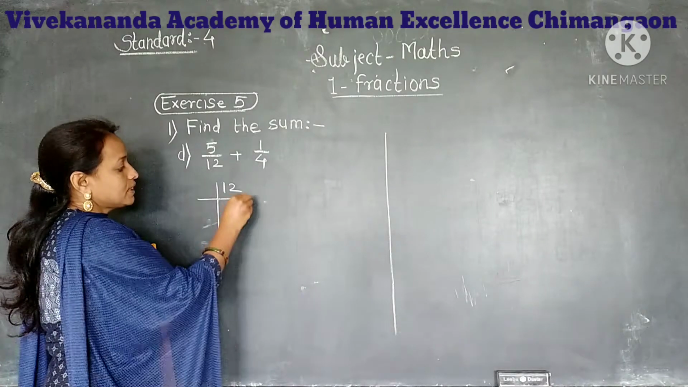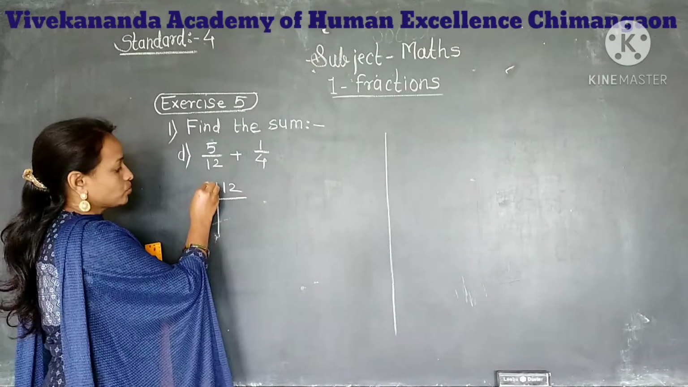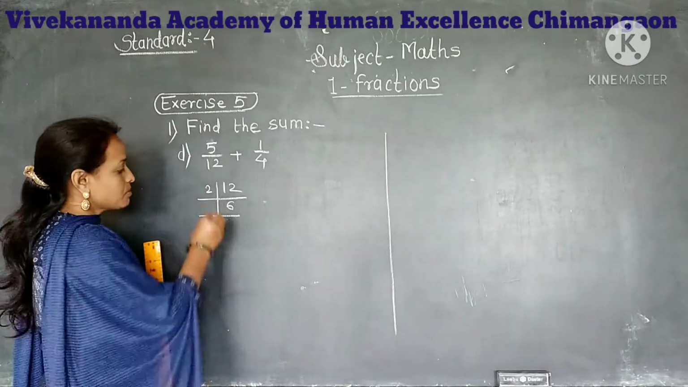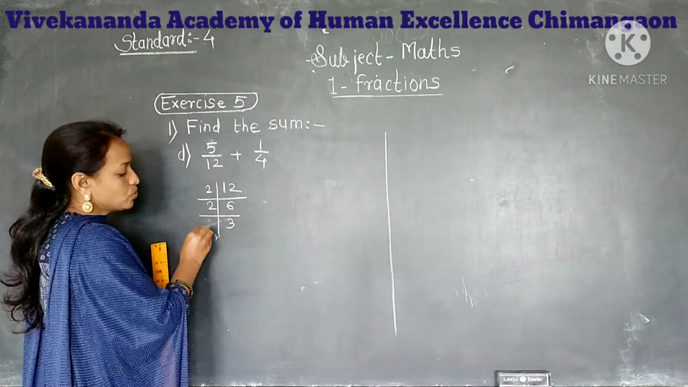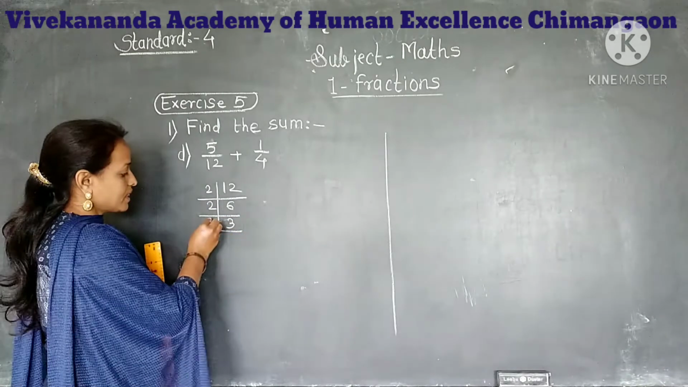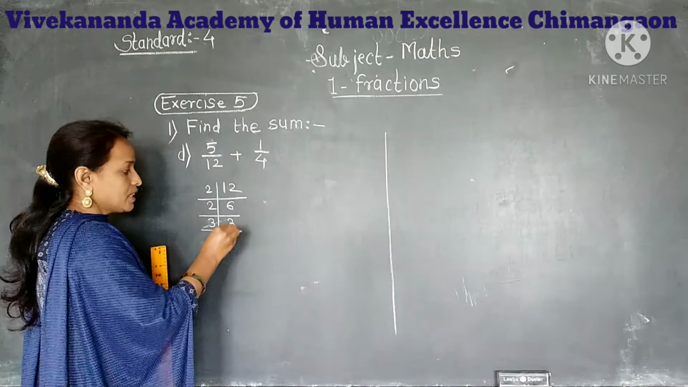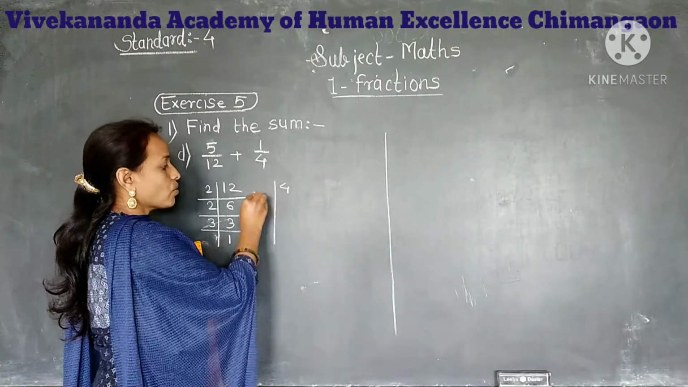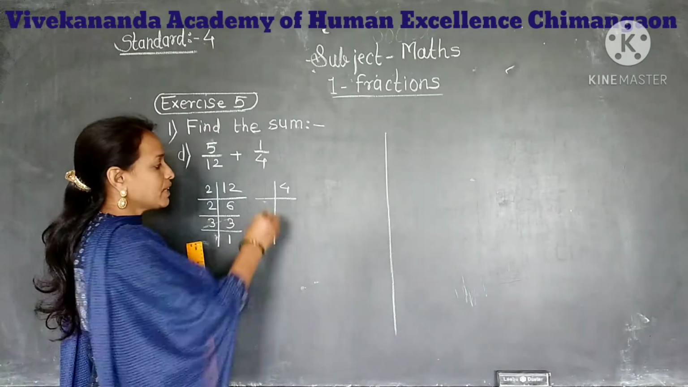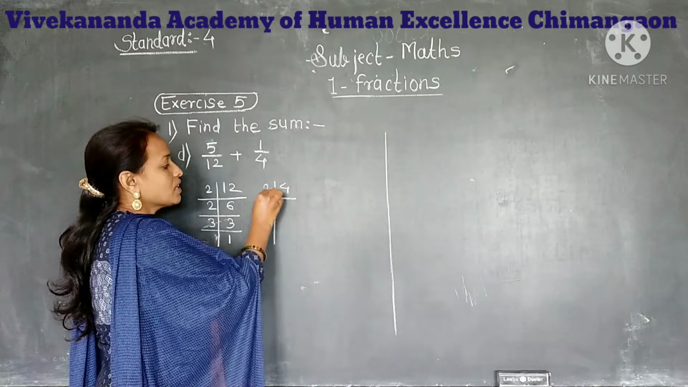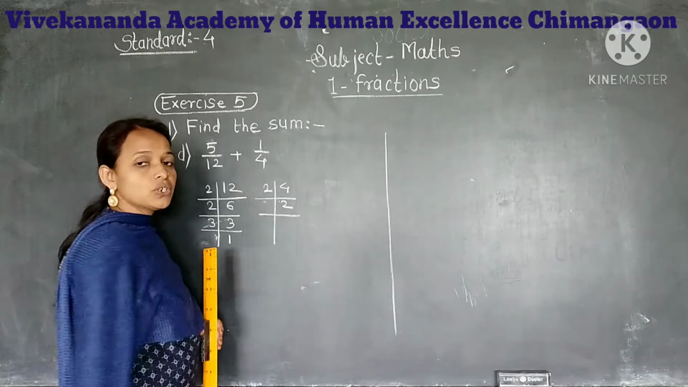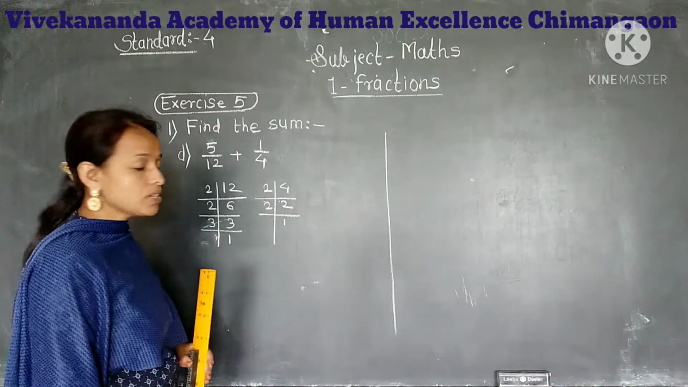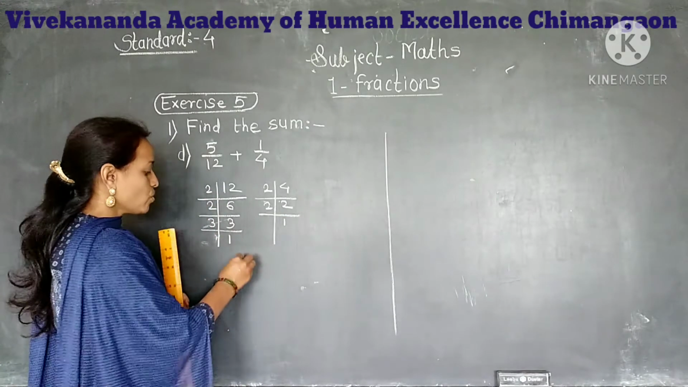12, it is divisible by 2. 2 6s are 12. 6 is divisible by 2. 2 3s are 6. And 3 is divisible by 3. 3 1s are 3. Now we find prime factorization of 4. 4 is divisible by 2. 2 2s are 4. 2 is divisible by 2. 2 1s are 2. So here we get prime factorization of 12.